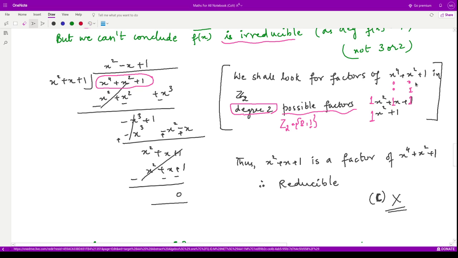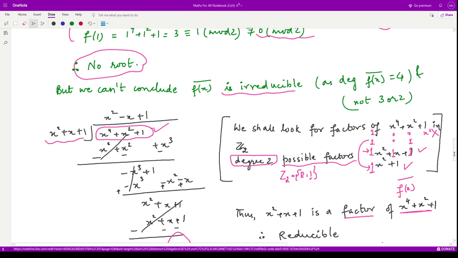Now for 0, 0, I'll be getting x square. Now x square clearly doesn't divide this, so we do not take this factor, right? The candidate factors are this one and this one. So we'll go for checking whether each is a factor. This can be done by using the long division process. We can divide the given polynomial by the possible factor, and if the remainder comes out to be 0, that is a factor. So in this case, this comes out to be a factor of the reduced polynomial f bar of x. Therefore, this polynomial is reducible.